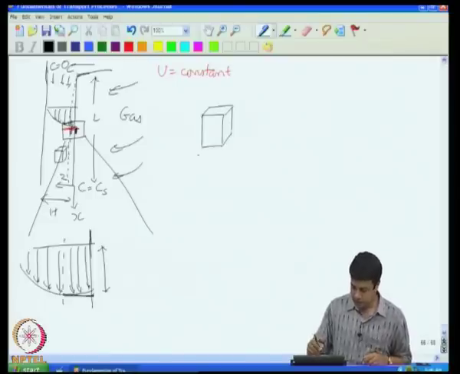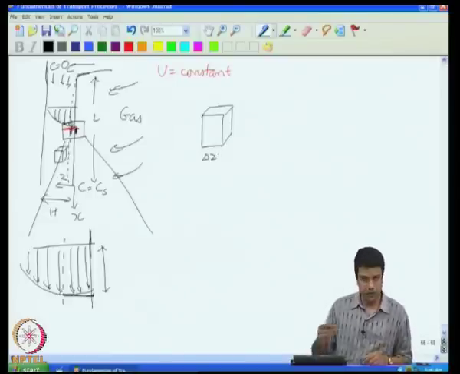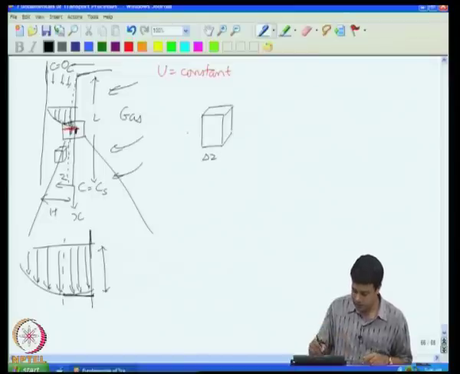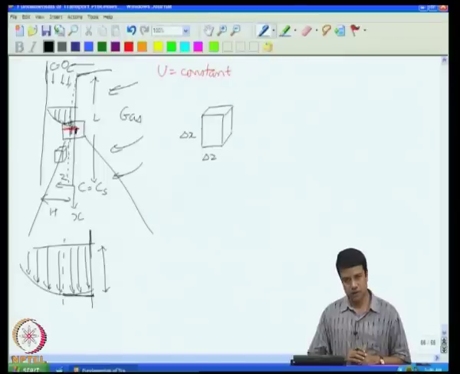This is delta z, perpendicular to the film. Delta x is along the flow direction.